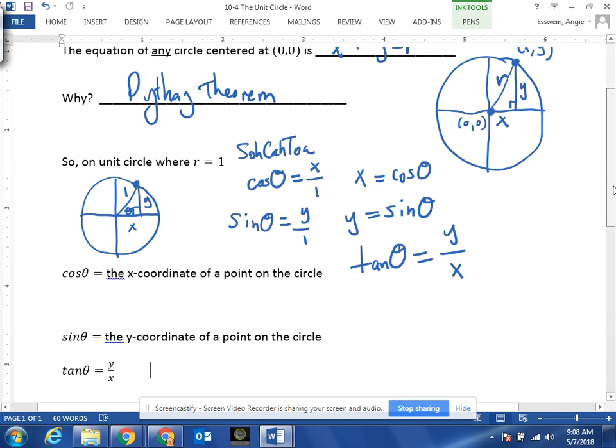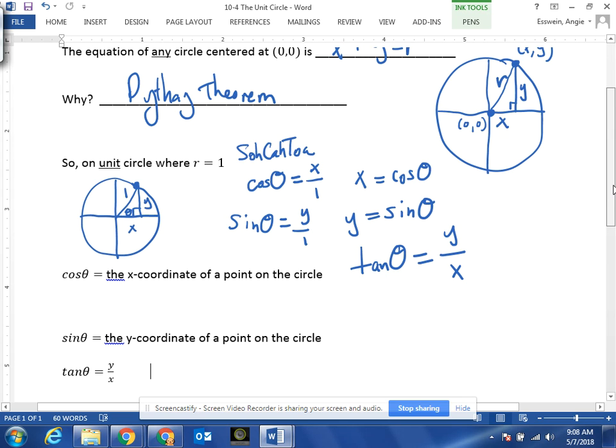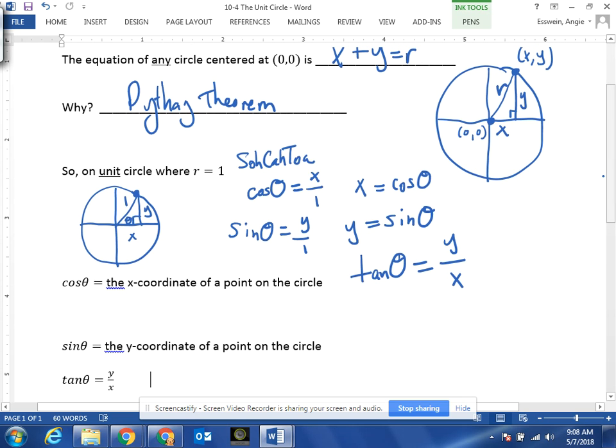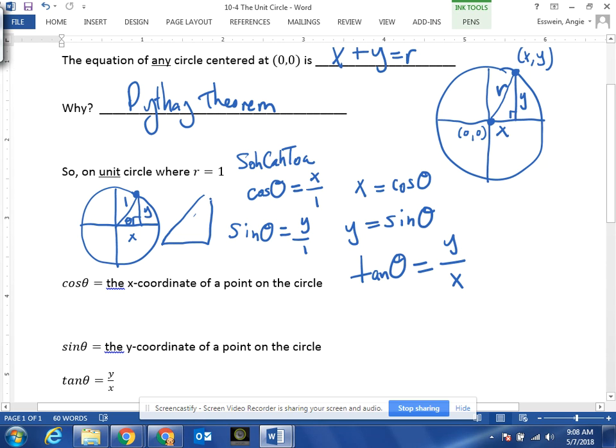Well, actually, the question: what angle are we looking at? This is an angle in general. It's just theta. We're not looking at any particular angle. It's the one to the left, not the right angle. So if I expanded this right triangle, if I made it a little bigger, this is theta right here, and that's the right angle.